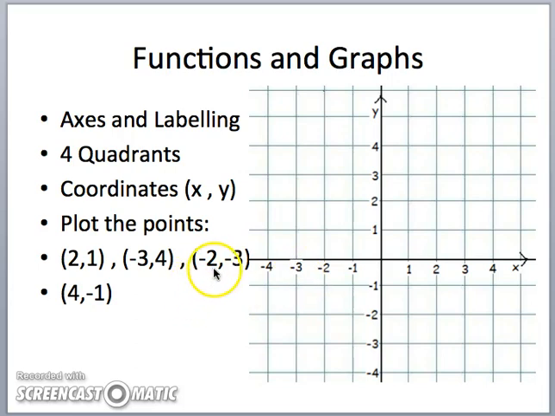The coordinate (-2, -3), we'd go 2 along the x-axis and then 3 down the y-axis, and it would be here. And (4, -1), we'd start at the origin again, go 4 along the x-axis and 1 down the y-axis, and it would be here. Now everything is done from the origin.